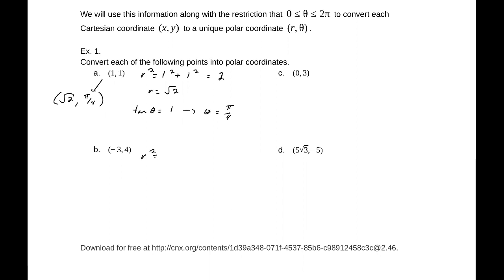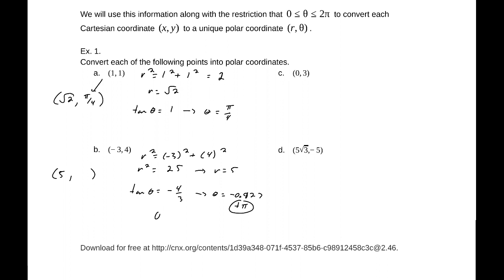All right, well, r squared equals negative 3 squared plus 4 squared, which is 9 and 16, 25, which means that r equals 5. So in our point, 5, comma, and now we'll take tangent theta equals y divided by x. That would be negative 4/3, which would mean that theta is actually negative 0.927. Now that does not agree with our theta being between 0 and 2 pi, so if we alter that by pi, if we add pi to that, our theta is roughly 2.21. So our point then is 5, 2.21.